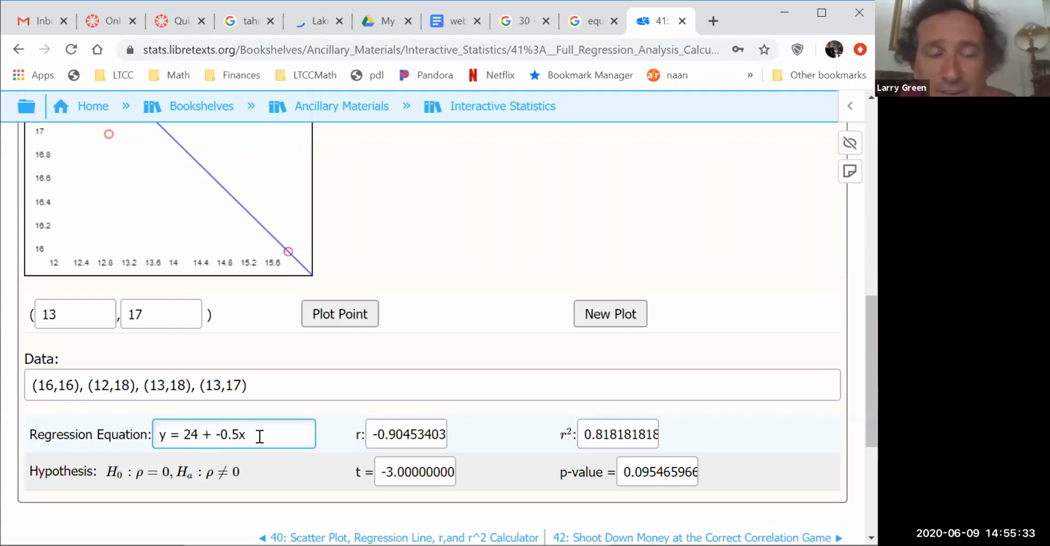So what we can say is that for every year that somebody waits to have their first passionate kiss, on average, they go to college a half year sooner.